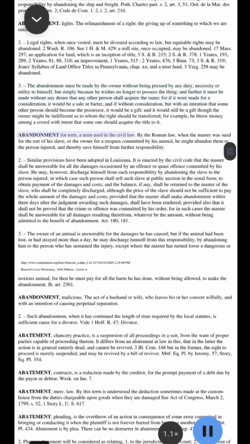Abandonment for torts, a term used in the civil law. By the Roman law, when the master was sued for the tort of his slave, or the owner for a trespass committed by his animal, he might abandon them to the person injured, and thereby save himself from further responsibility.